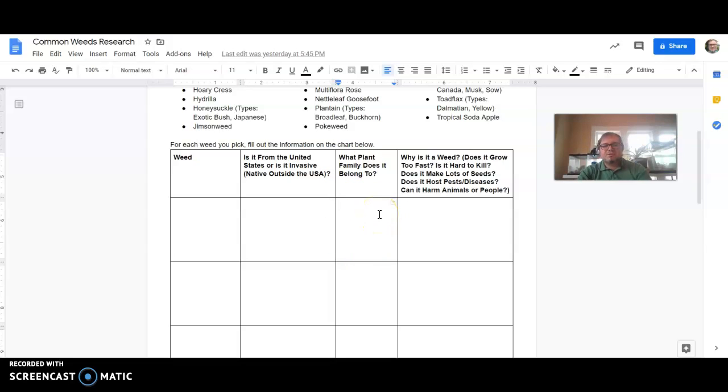A lot of the descriptions that you look up for these plants will describe them. But otherwise, if you search, let's say we were saying Jimson weed, and we searched Jimson weed plant family, usually it will tell you what plant family it belongs to.